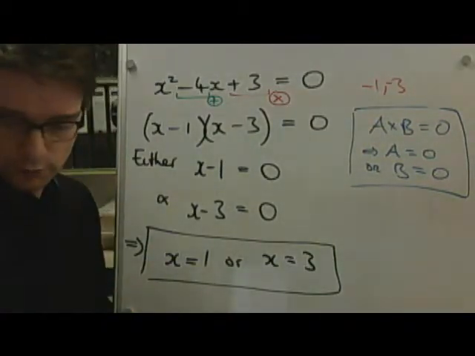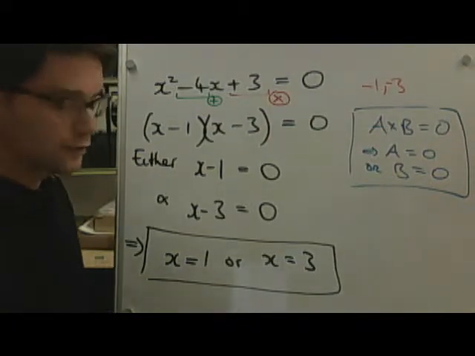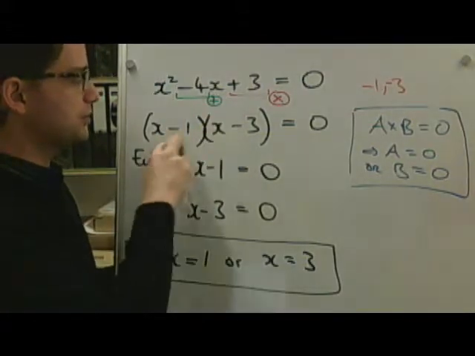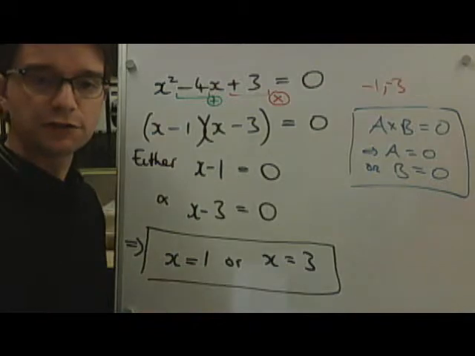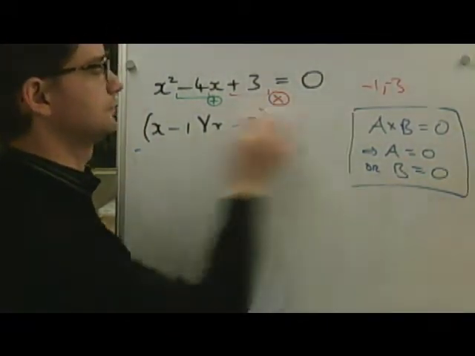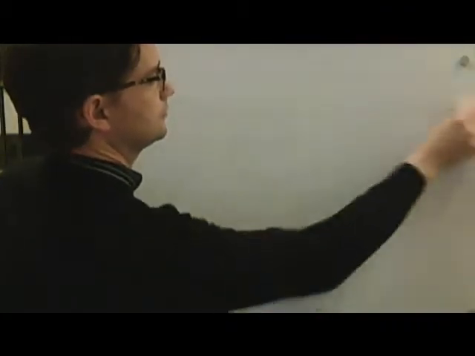I'll do one more example. The crucial thing is, if you can factorise the expression and get it into 2 bits, these 2 bits directly relate to solutions here. So, we'll try another one.